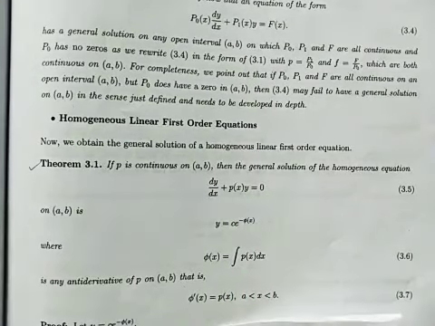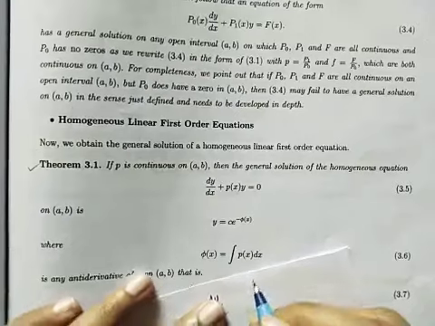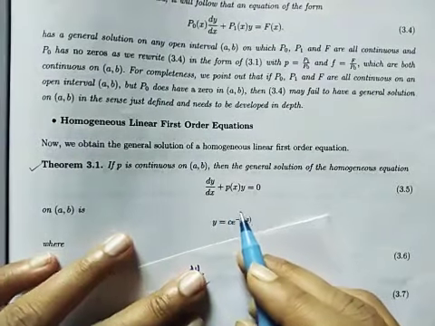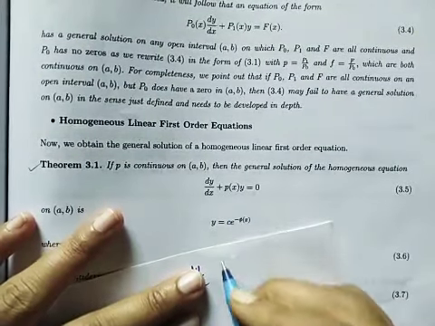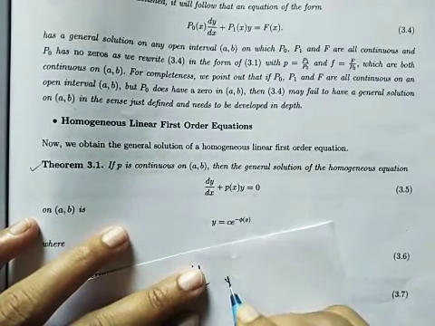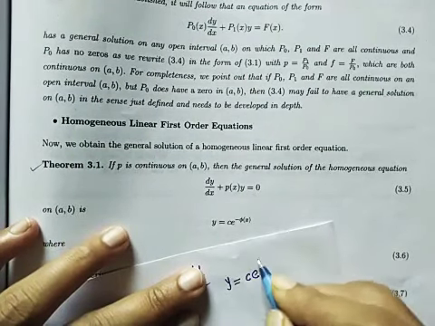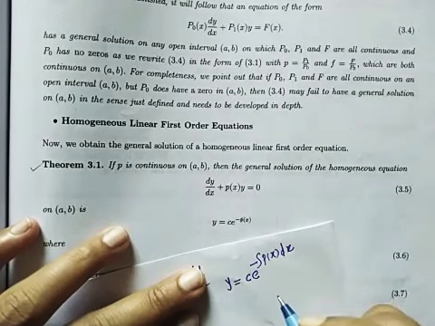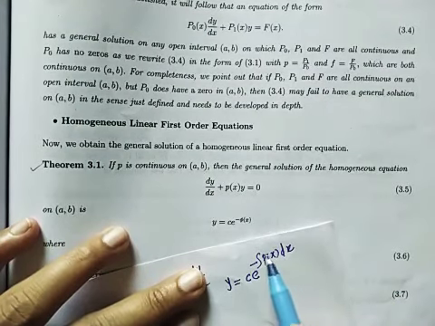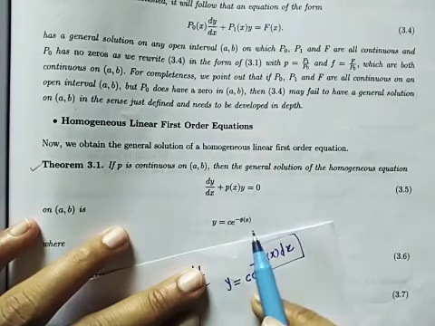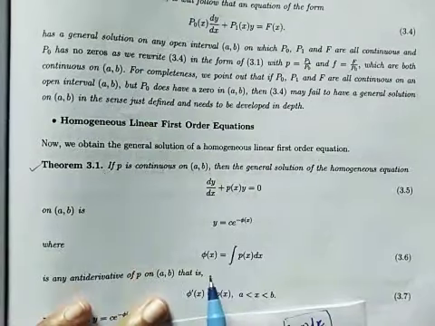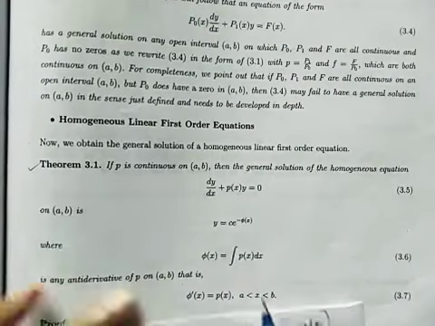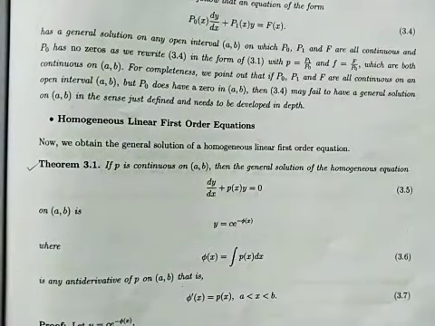You can directly write the general solution for dy/dx + p(x)y = 0 as y = c e^(-∫p(x)dx). Here, in place of the integration of p(x) dx, it is written φ(x), and then φ(x) is written as the integration of p(x) dx.